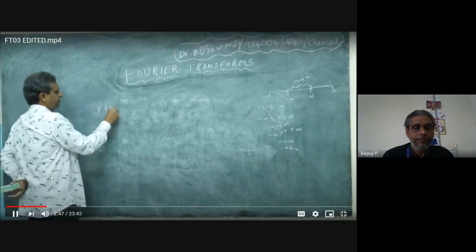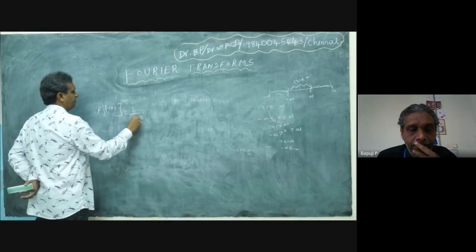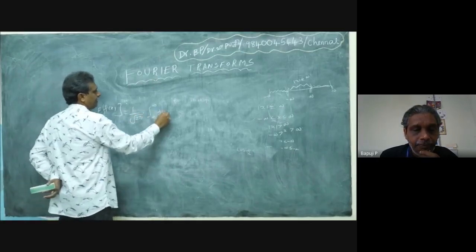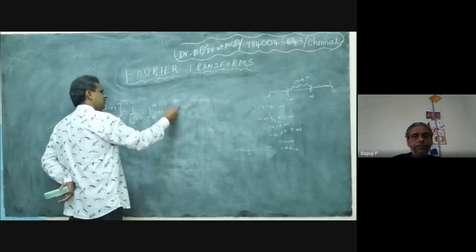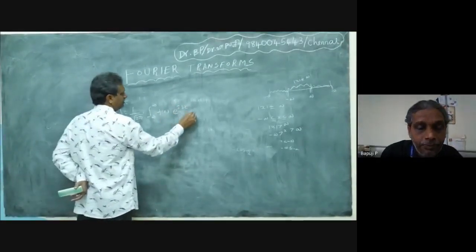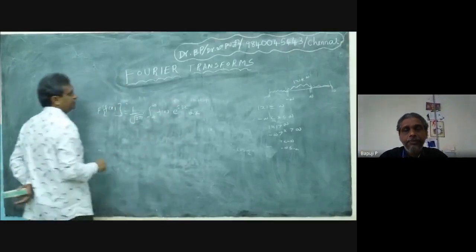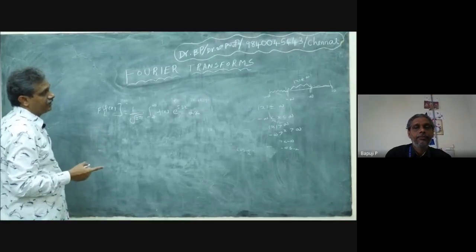F of x equal to what in the formula? 1 by root 2 pi, integral from minus infinity to infinity of f of x e power isx dx. Some people take minus, you can take plus, nothing will happen, there is no big difference. Now who is my f of x? 1 minus x square. Where am I lying? Minus a to a. The remaining place is my 0.